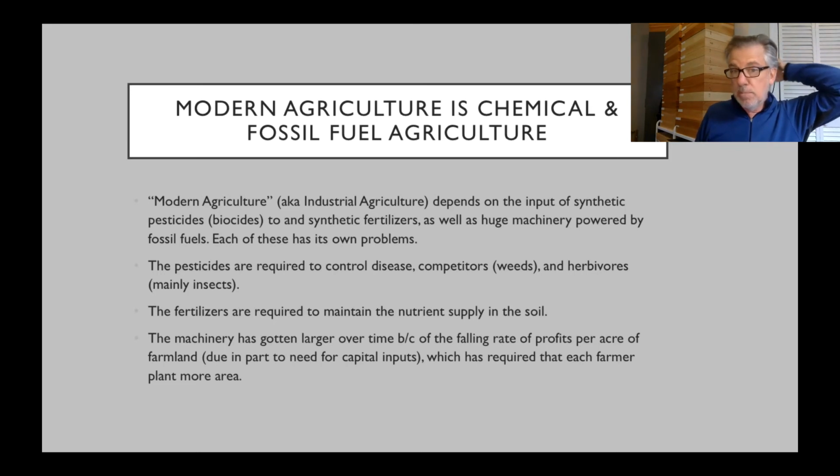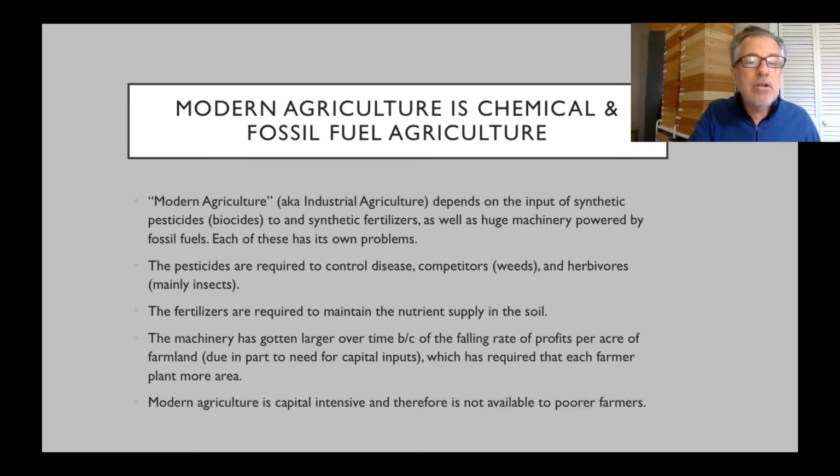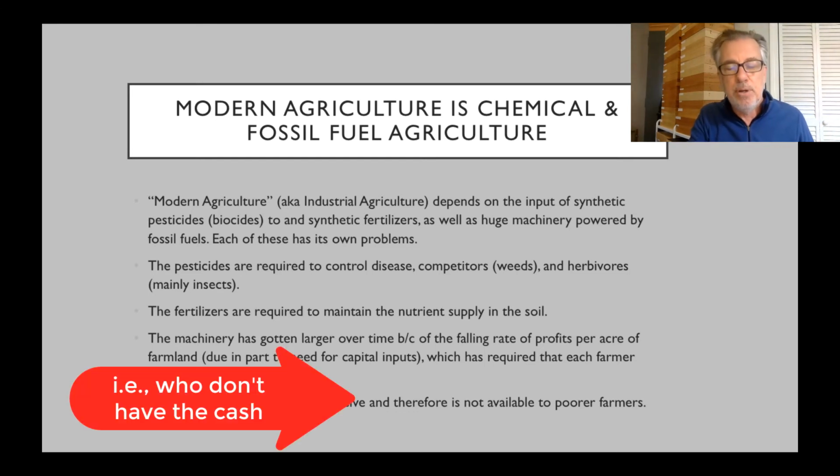They had smaller machinery that they were able to fix more easily. Now they have more complex machinery that costs more and may require a mechanic who has a degree in dealing with computerized systems. Modern agriculture is capital intensive, and I want to point out that means it's not available to poor farmers who don't have the capital to invest in the equipment and the inputs.